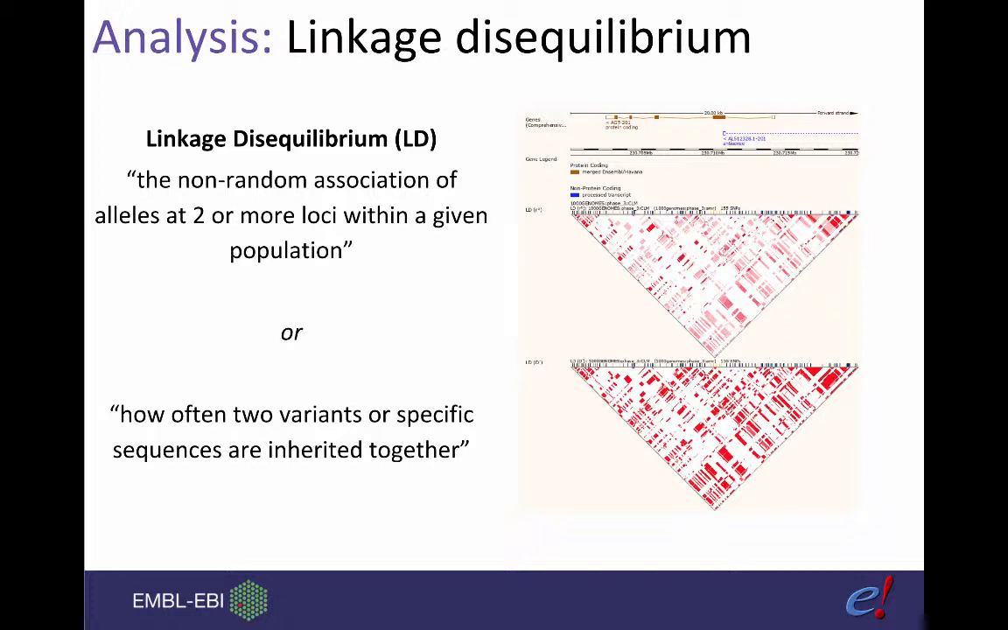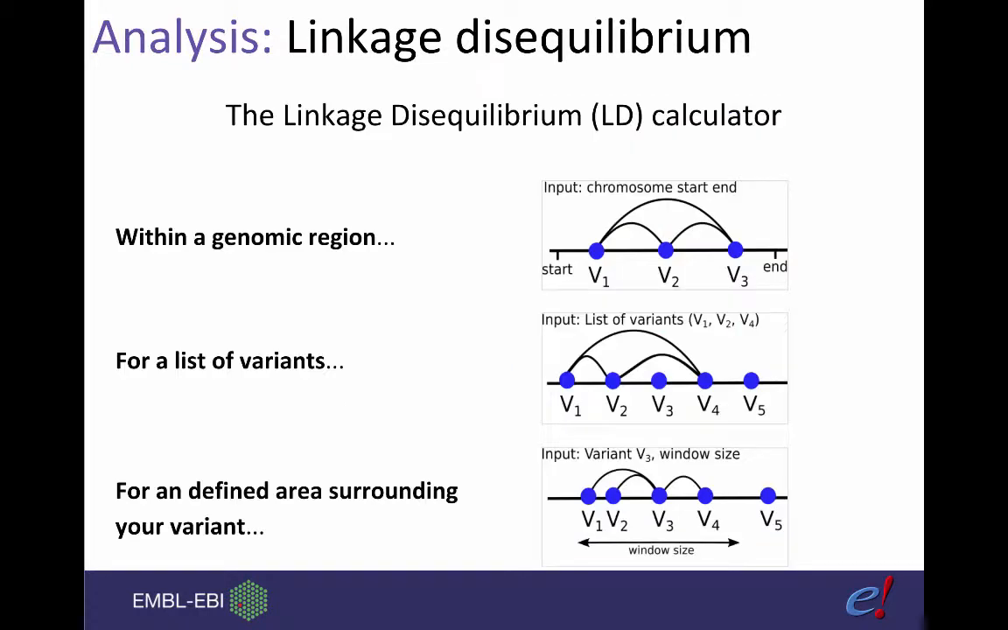But also if you have your own variant data, you can run our linkage disequilibrium calculator tool. So you can define a specific genomic region that you're interested in, or supply it with a list of variants, or for areas surrounding a variant of interest, and have a look and see if there are any other variants that are commonly inherited with your variant of interest, for example.